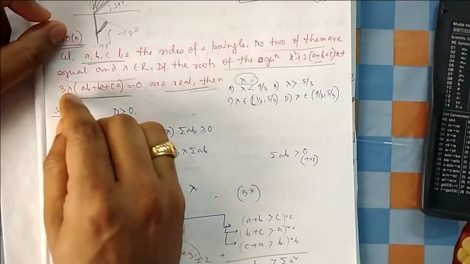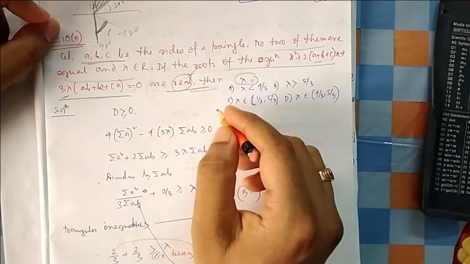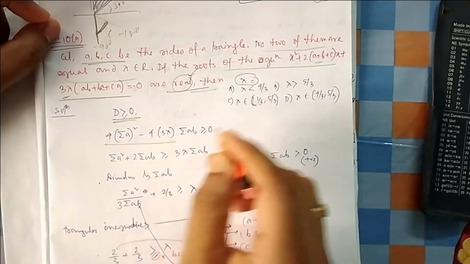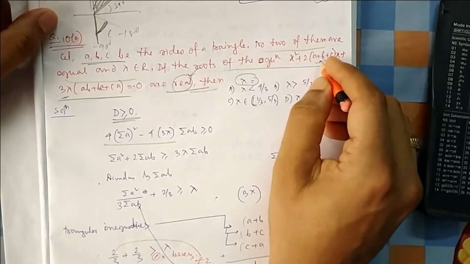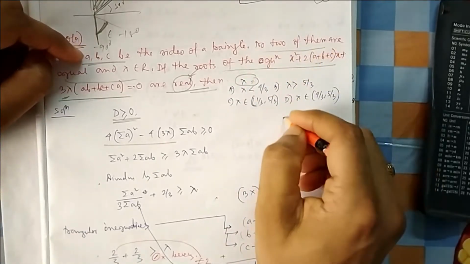Now where is lambda? Lambda is here. So the roots are real, they have given. So this is my idea, from here I will start. So my D should be greater than or equal to 0. So if I calculate D, in the theory also I have mentioned, because a, b, c are the sides of a triangle.